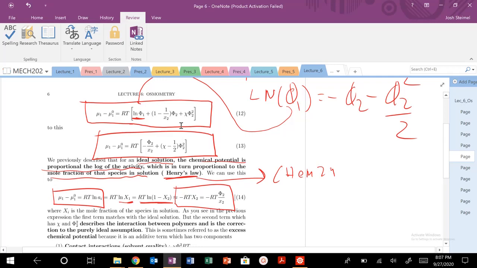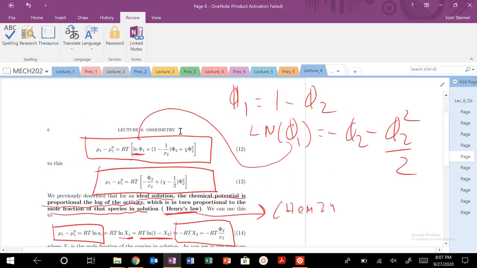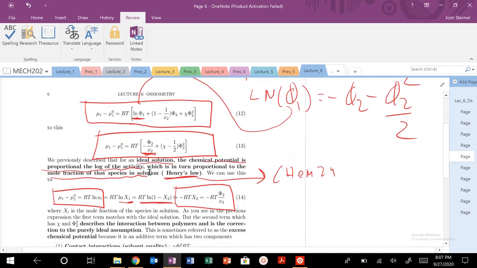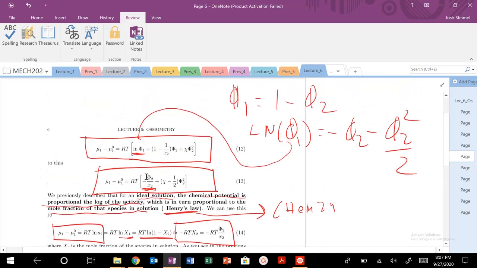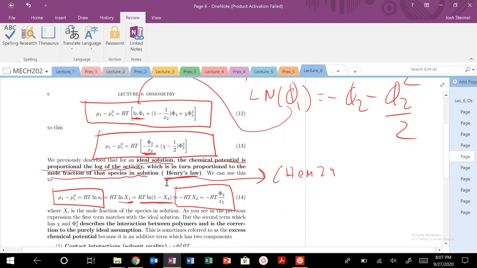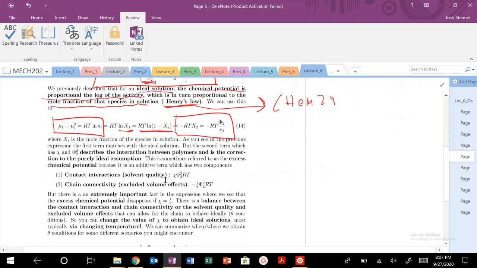So that's how we get this expression and this component of it right here. That is from this Henry's law expression. You can plug that in and convince yourself of that. So mole fraction again of the species in solution.